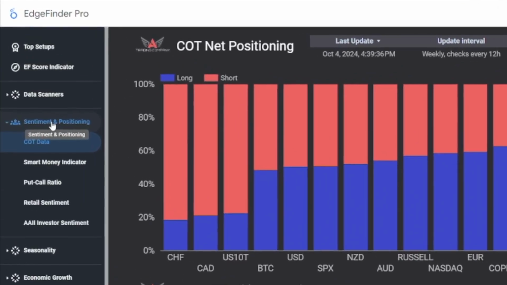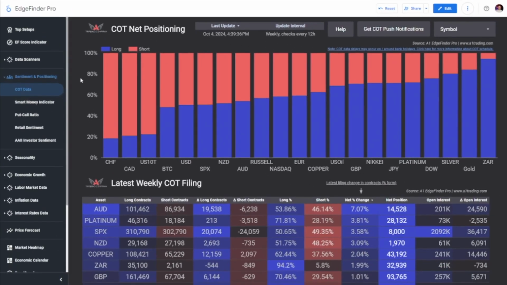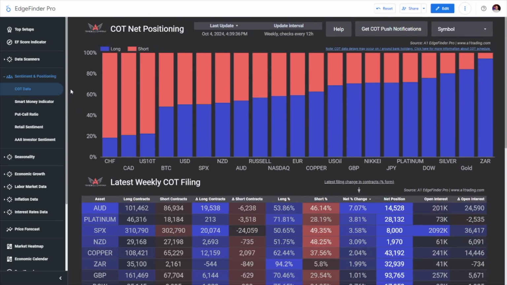So under the Sentiment and Positioning tab, I've opened it up and selected the commitment of traders data in case you'd like to look at this for yourself. So now what we can see here is that we have a lot of different bright colors, blue, red, all sorts of stuff. And at first, this might be a little bit daunting, but let's discuss this in detail.